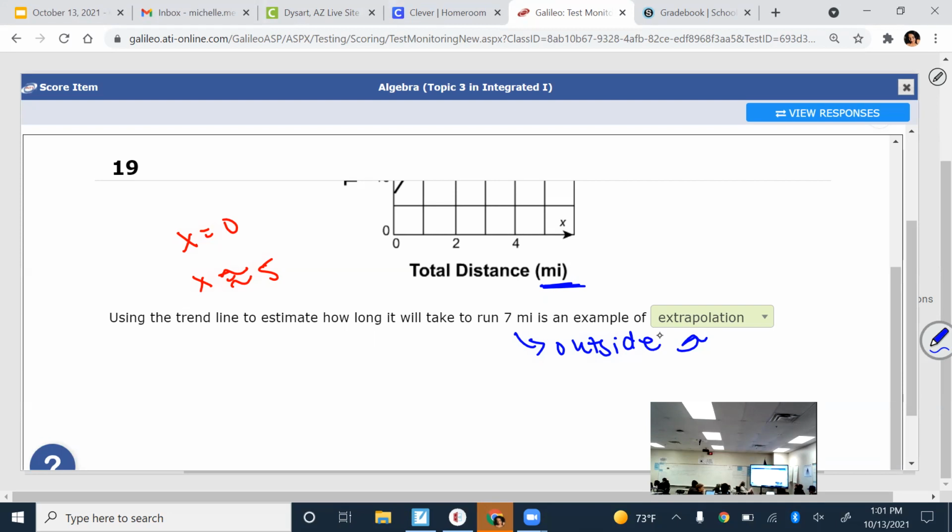Others from the test, anyone? Let me take a picture real quick. Yes, Savannah? 21.